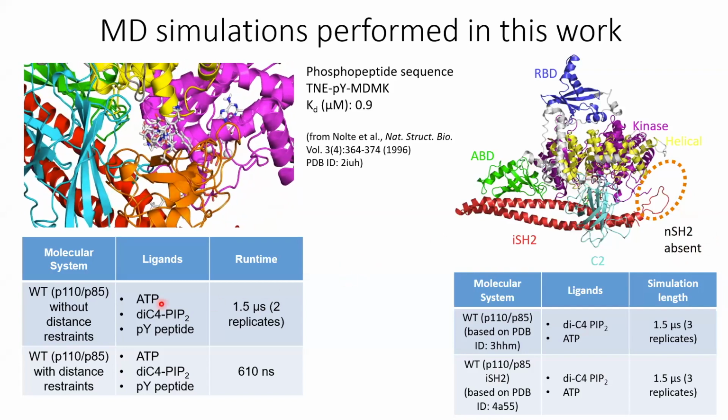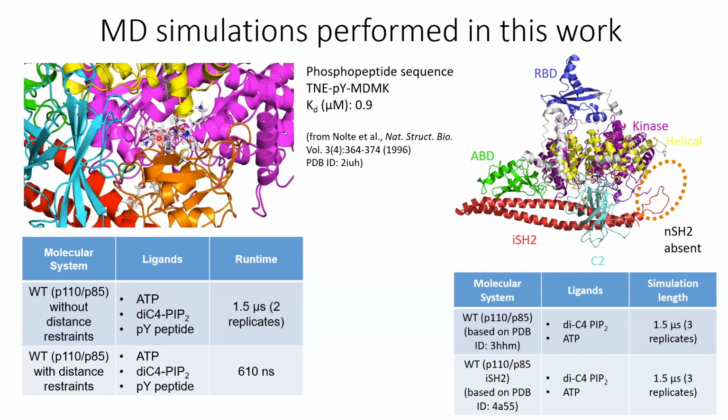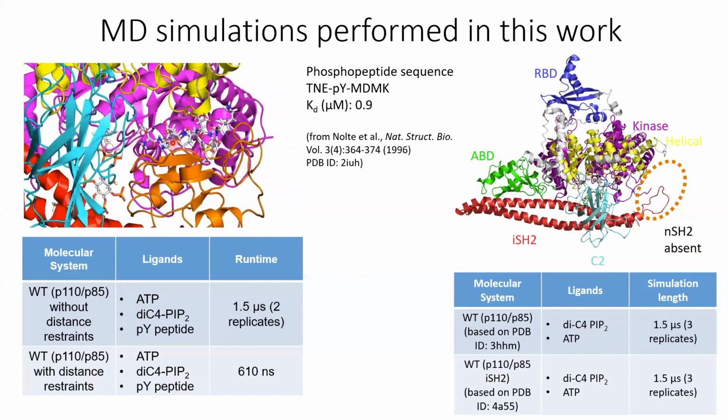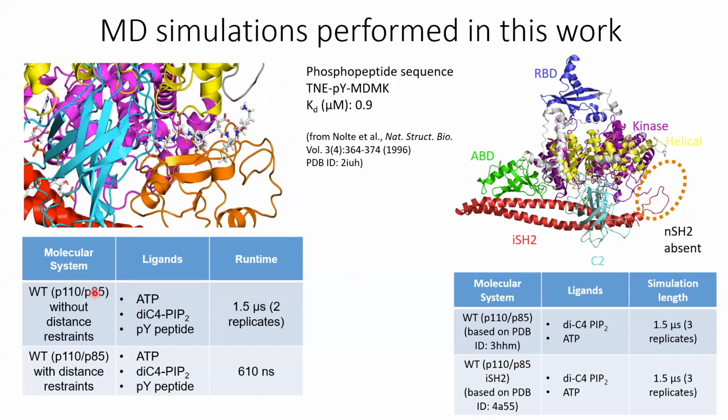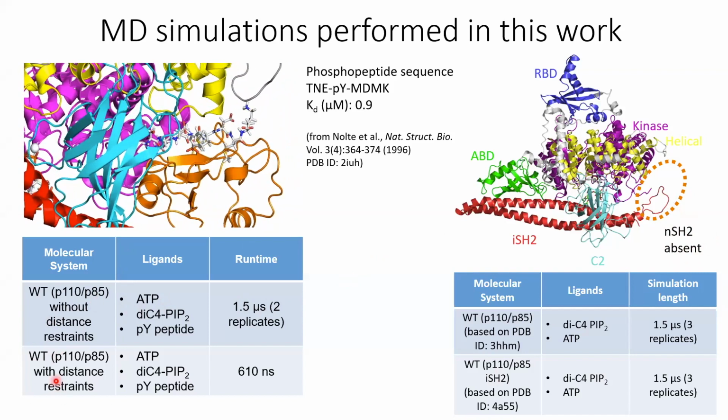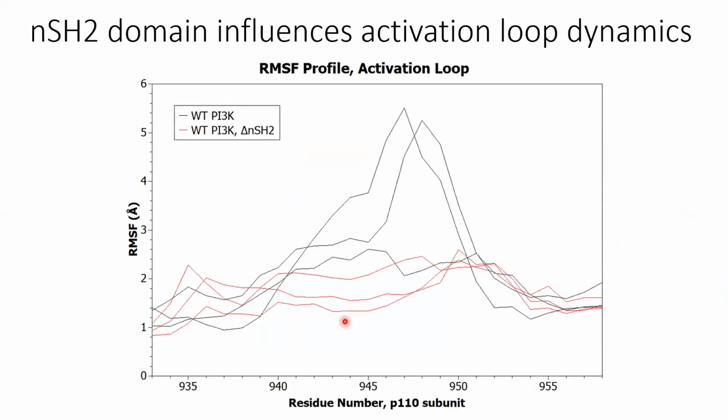I also performed simulations in which I bound the phosphotyrosine peptide, as shown in this video. And I applied here conditions with distance restraints and without distance restraints. So what I find is that, in fact, by displacing the NSH2 domain, or in this case, not having the NSH2 domain in my simulations, is able to actually allosterically perturb the dynamics of the activation loop.